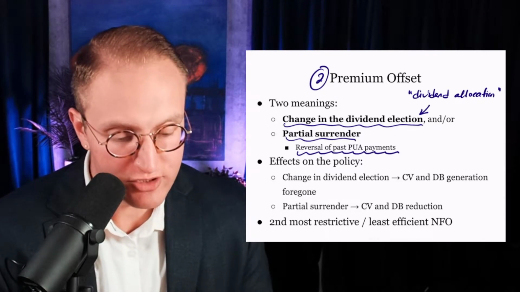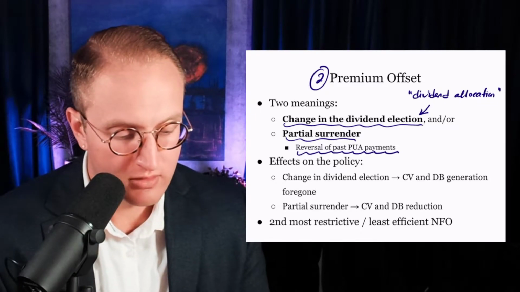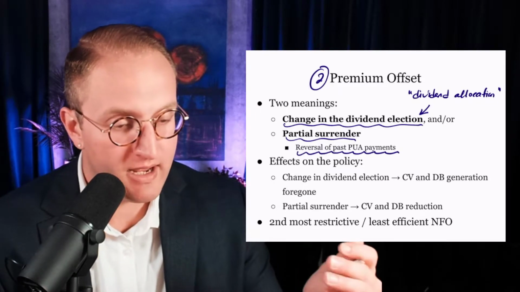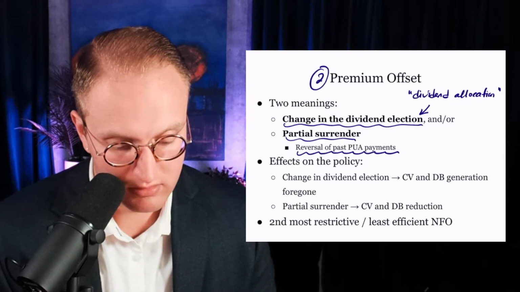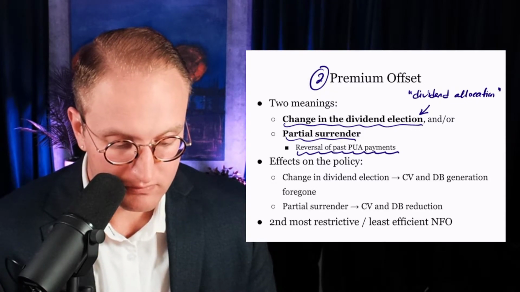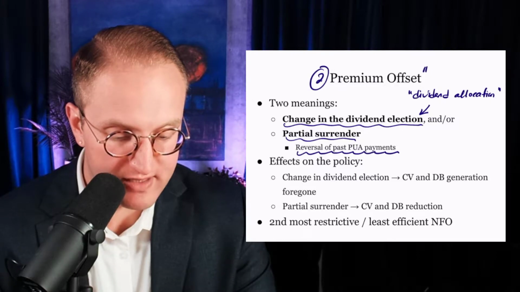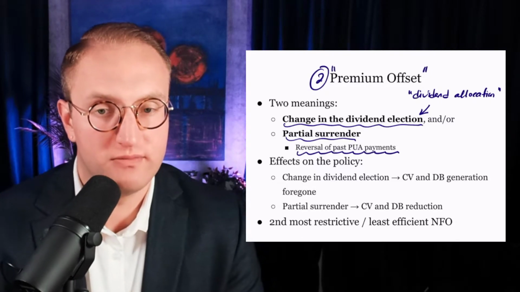And a policy owner gets to choose. You can change the dividend election. You can tell the company, look, I want to pay the premium via partial surrender. It's just that this terminology of a premium offset often refers to a combination of the two. Doesn't have to.